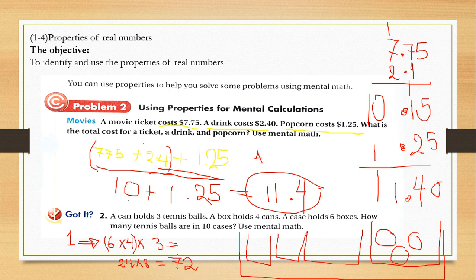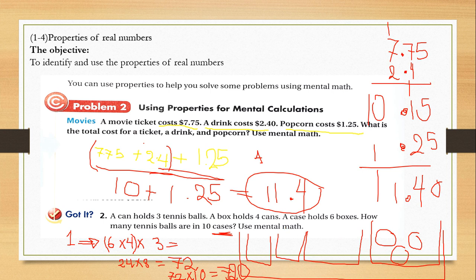Then this is not the result. This is only for one case. How can I find it for 10 cases? Just multiply 72 times 10, which will give you 720 tennis balls. So this is the idea.